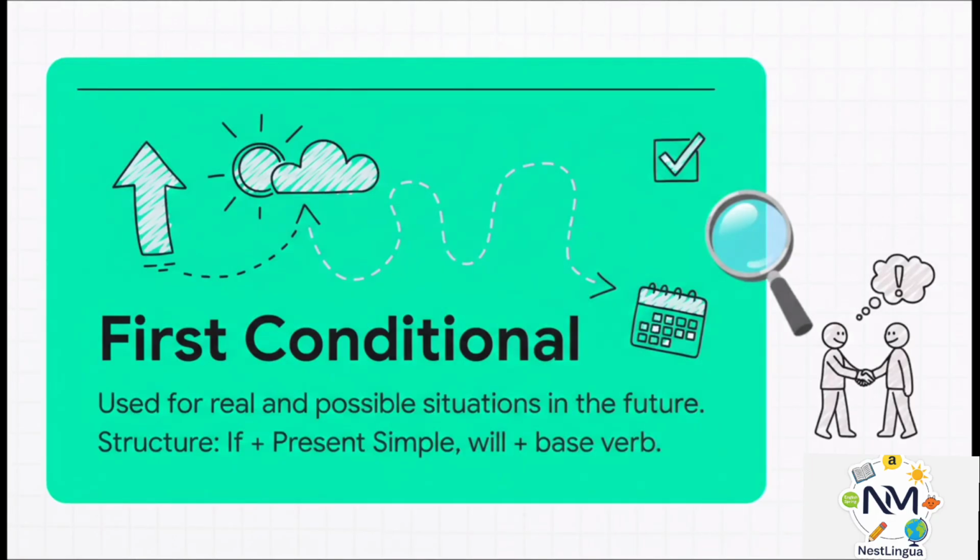Okay, so what about the first conditional? This one is also based in reality, but it's all about the future. We use it for situations that are real and very possible. It's not a guaranteed fact like the zero conditional, but there's a really high chance it'll happen. The structure here is if plus present simple, and then will plus your main verb.